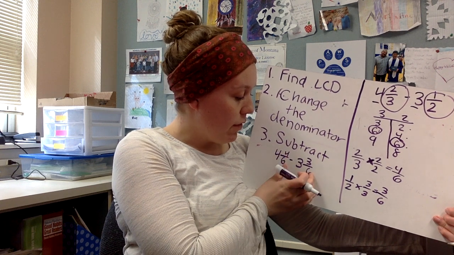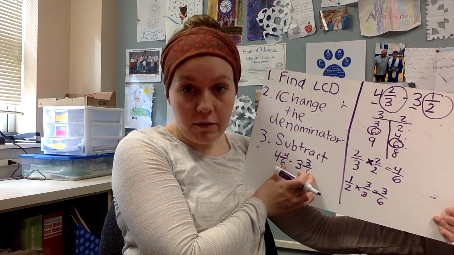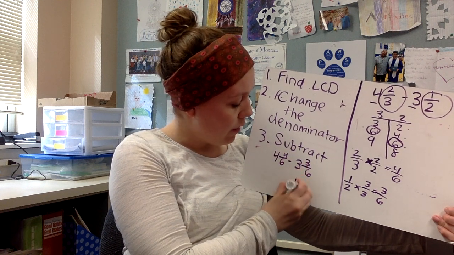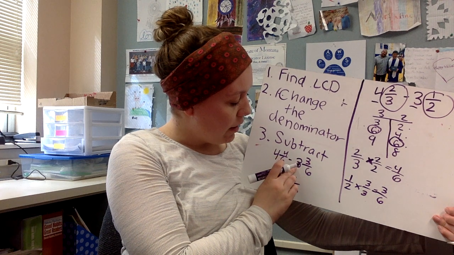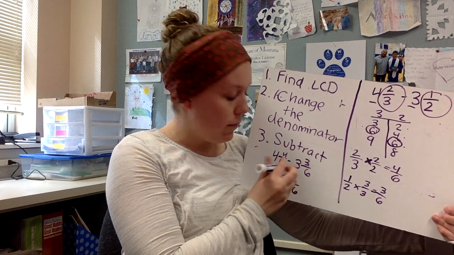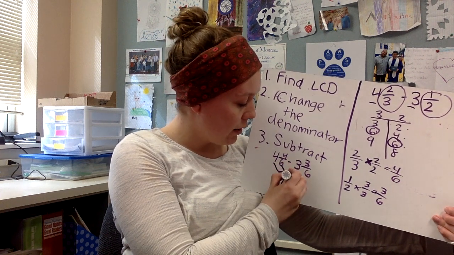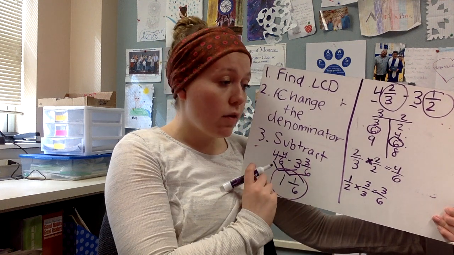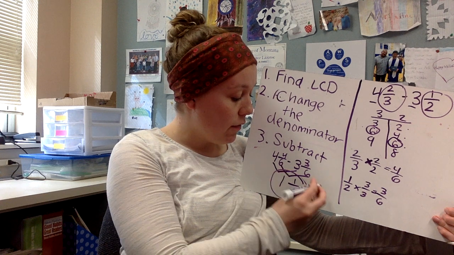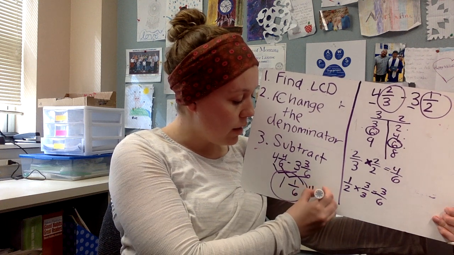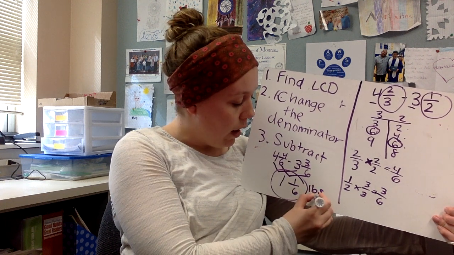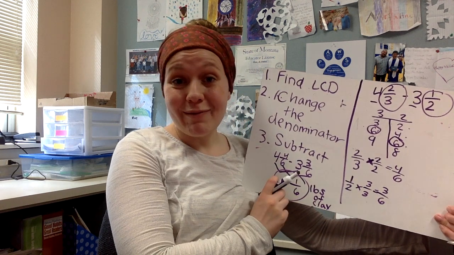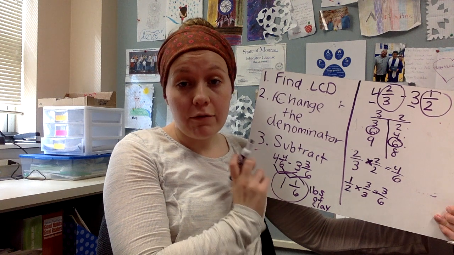Well, if they're the same on the bottom, I only have to subtract the top. So 4 minus 3 is 1, so I have 1/6. 4 minus 3 again is 1. If I'm subtracting the whole numbers and subtracting the fractions, my answer becomes 1 1/6. So the answer is the amount of clay, I should put pounds, and LBS stands for pounds of clay, is Jalen has 1 1/6 pounds of clay left to use.